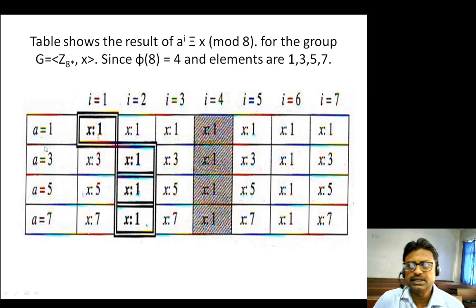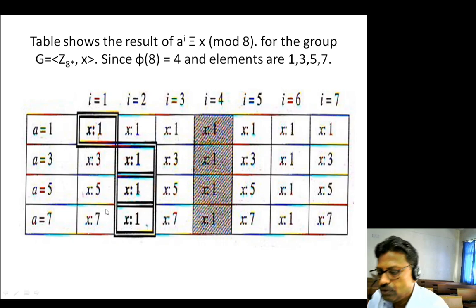So as far as the order of the elements is concerned, the order of 1 is 1, the order of 3 is 2 because we are getting x equal to 1. The order of 5 is 2 because we are getting 1. The order of 7 is 2 because we are getting 1. So this is how the order of an element is found.